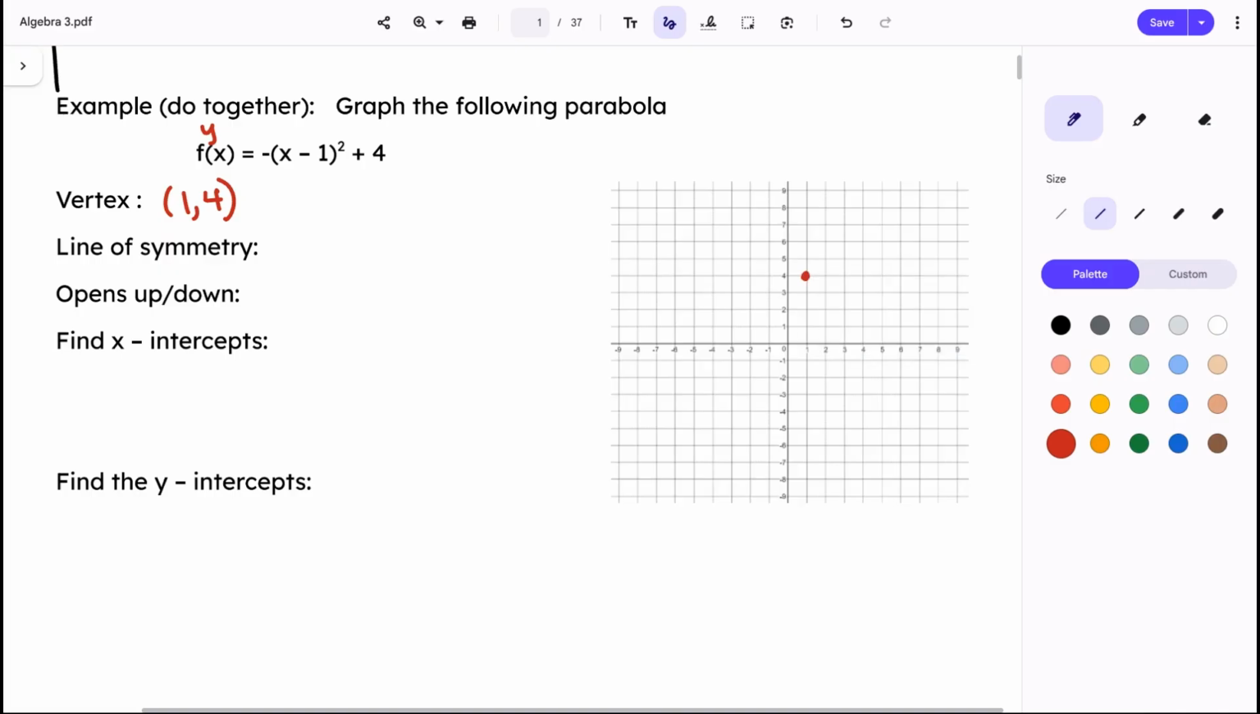There's my vertex. What I also like to do, just so I know which point is my vertex, because this is where the graph really forms itself and where it opens, is put in my line of symmetry right away. Remember, your line of symmetry is whatever the x value of the coordinate is. We said the x was 1, so my line of symmetry is the line x equals 1. I'm going to draw that in as a dotted line, going straight up and down through that vertex point.